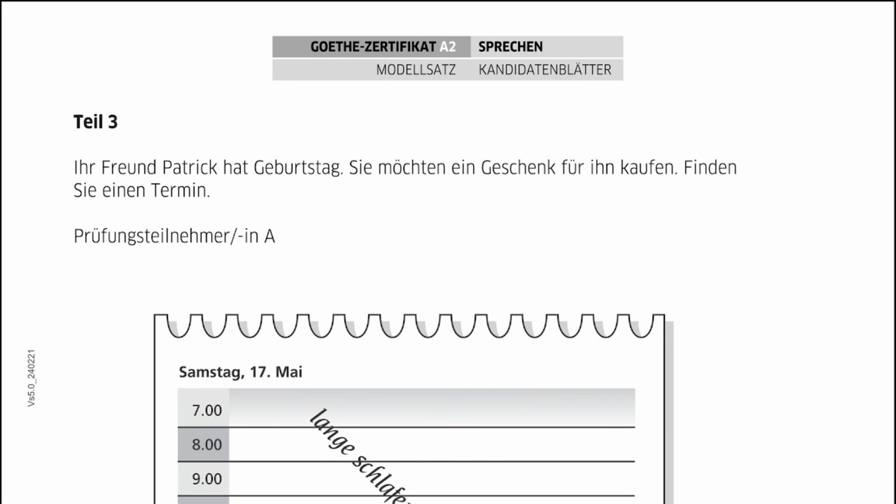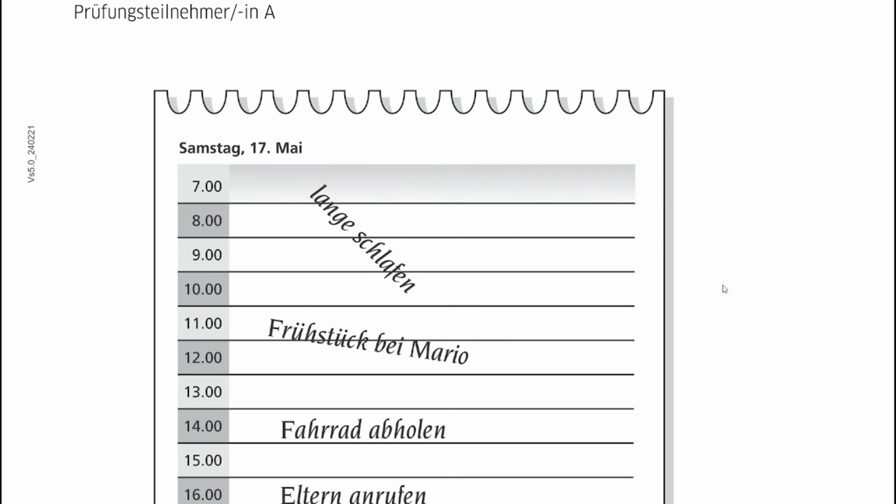So here we are on Teil 3, and it is written, "Ihr Freund Patrick hat Geburtstag." Your friend Patrick has a birthday. "Sie möchten ein Geschenk für ihn kaufen." You both would like to buy a gift for him. "Finden Sie einen Termin." Find a time in which both of you can go and buy a gift for him. And then you will get a schedule similar to the one that you see over here.